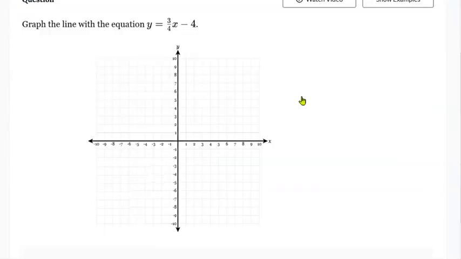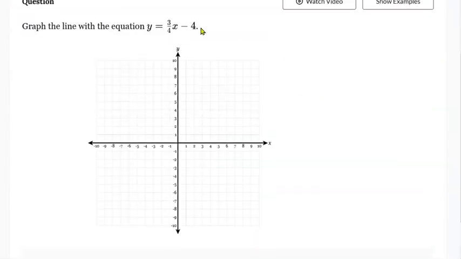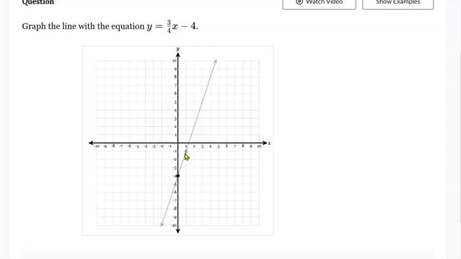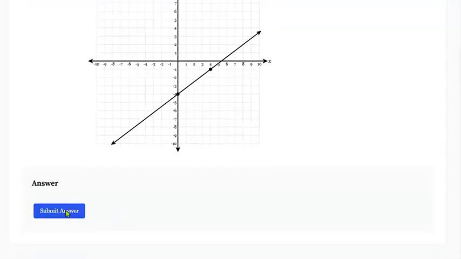One last time. The y-intercept is -4. Click on -4. The slope is rise of 3, 1, 2, 3 up, and run of 4, 1, 2, 3, 4 over. Click and done.